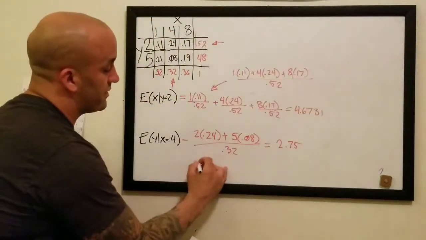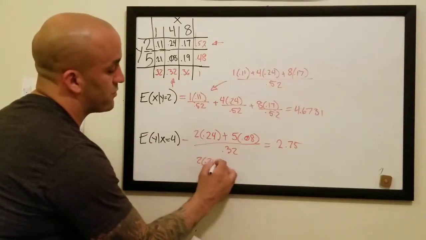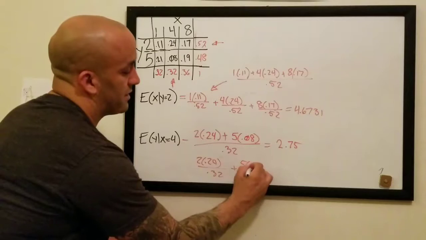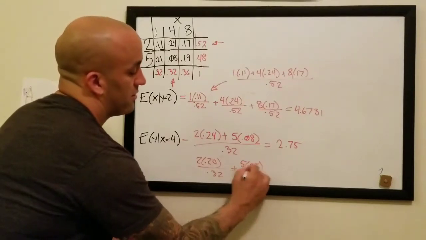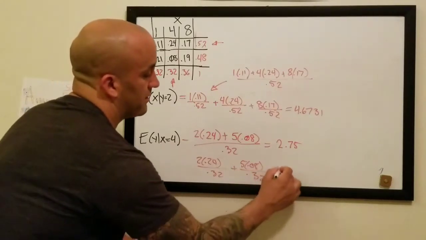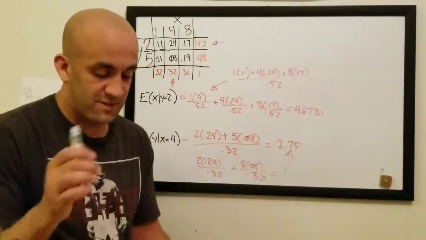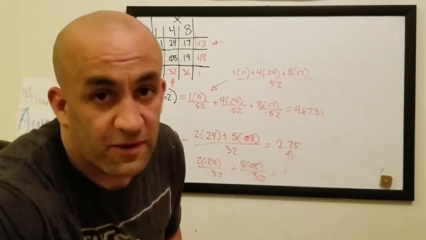Now again, you could have written 2 times 0.24 over 0.32 plus 5 times 0.08 over 0.32, and that would get you the same thing. So those are your conditional probability ones that were on that homework assignment.